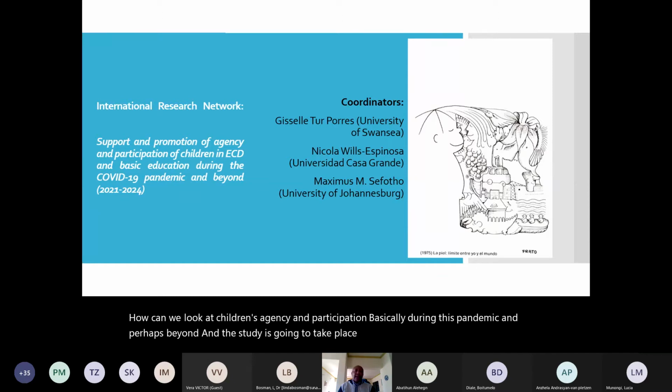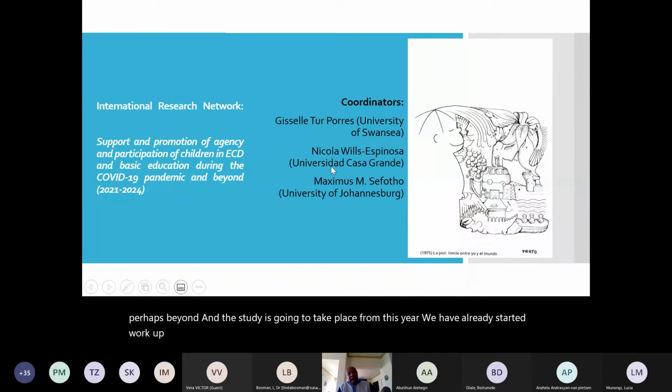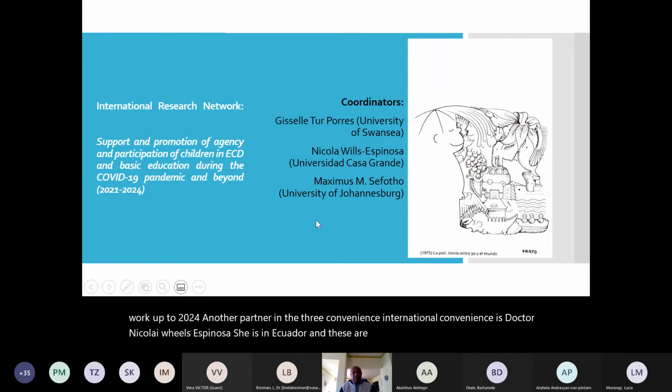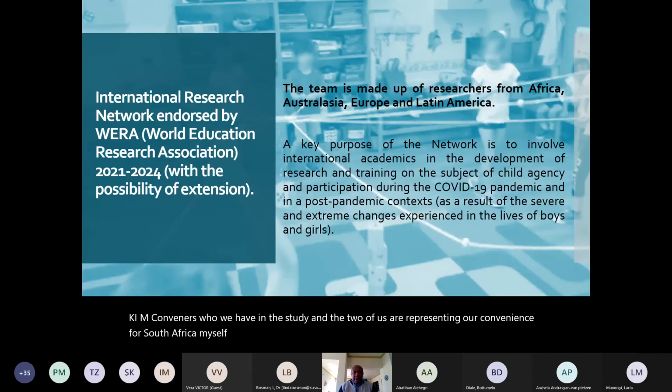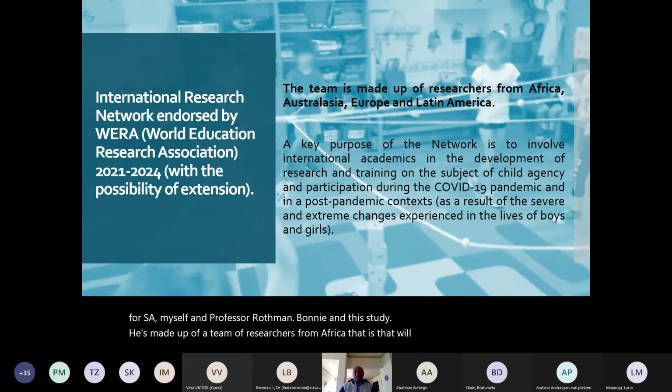The study is going to take place from this year. We have already started work up to 2024. Another partner among the three international conveners is Dr. Nicola Wills Espinosa in Ecuador, and these are the key conveners of the study. Professor Ruth Mampane and I represent South Africa. The study is made up of a team of researchers from Africa, but as I said, it's not my field.